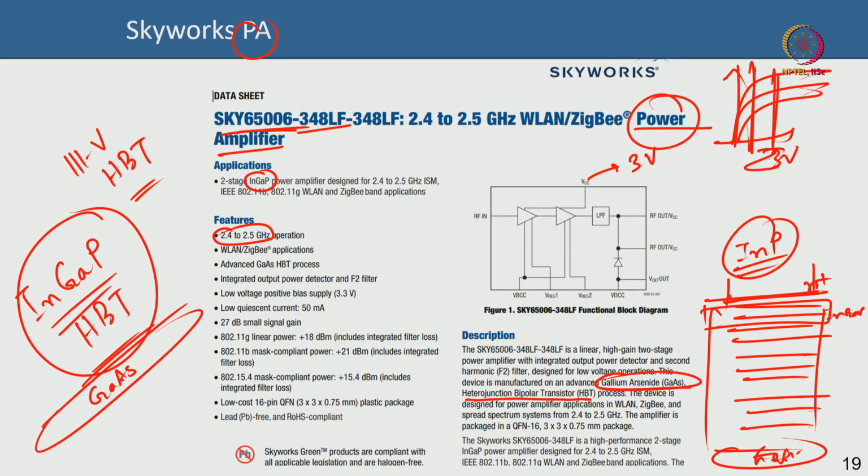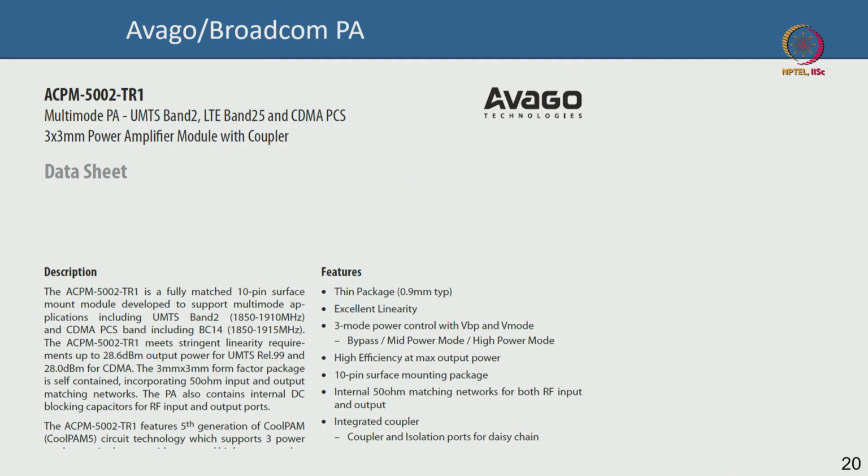So the swing should be such that your knee voltage should be as close to 0 as possible, and HBT gives you a knee voltage that is less than 1 volt, 0.5, 0.7 volt. That's exceptionally good. It's very, very low. You need a very low knee voltage because your drain voltage itself is very low. It's not like you have 28 volt. In a cell phone you just have 3.3 volt.